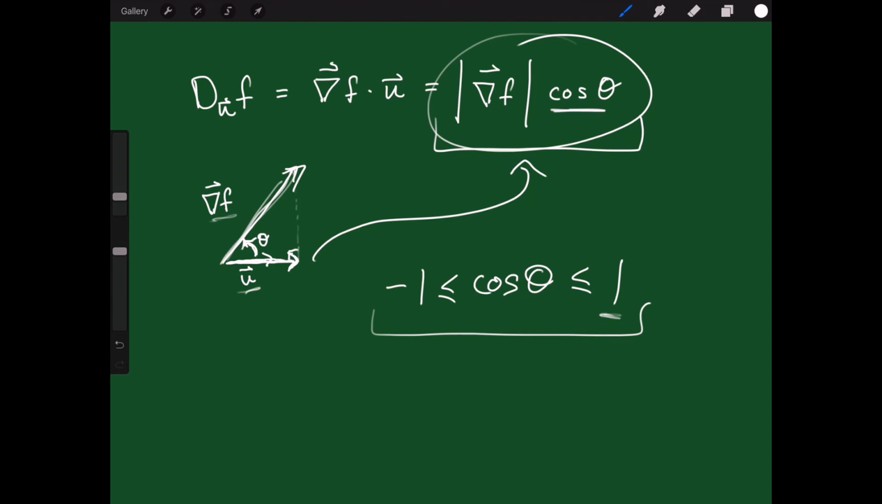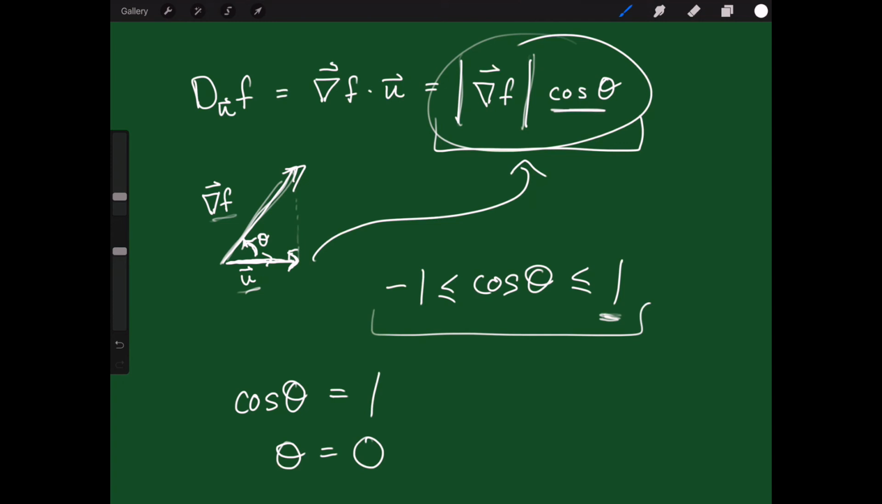Okay, because this is an absolute value, so this is a positive number up here. And the way you make a positive number as big as possible is you don't multiply it by a fraction. You'd multiply it by 1. So 1 is the biggest that cosine of theta could ever be, which means it would make the directional derivative the biggest it could ever be. Well, when is cosine of theta equal to 1? Well, that's when theta is equal to 0.